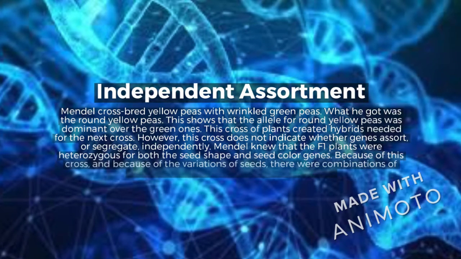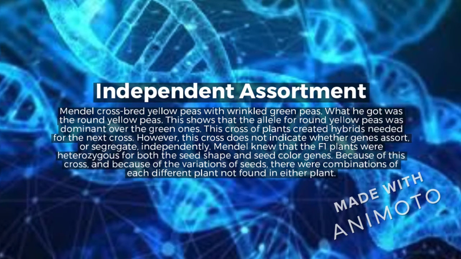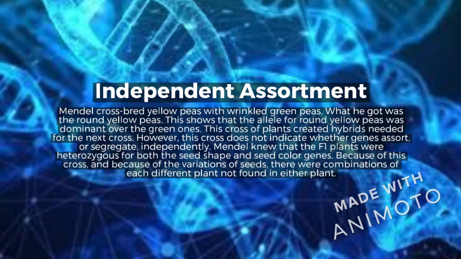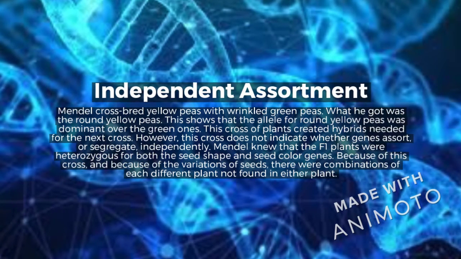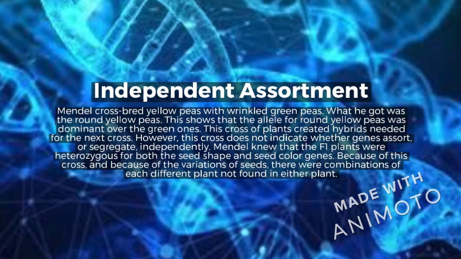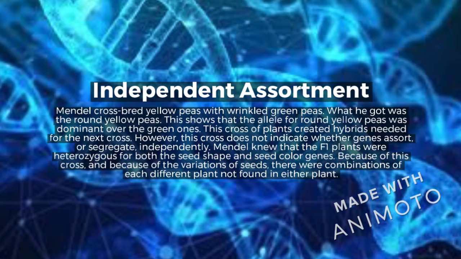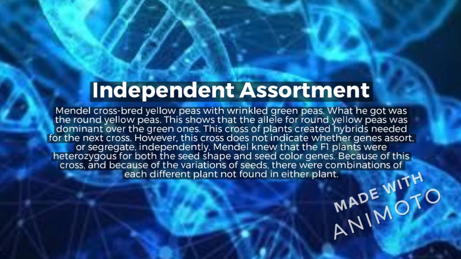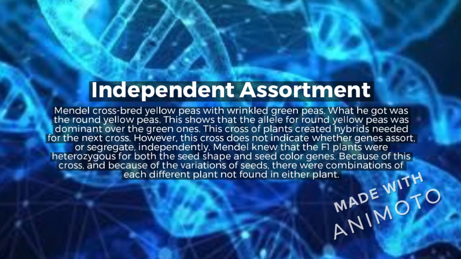Independent assortment. Mendel crossbred round yellow peas with wrinkled green peas, and what he got was round yellow peas. This shows that the allele for round yellow peas was dominant over the green ones. This cross of plants created hybrids needed for the next cross. However, this cross does not indicate whether genes assort or segregate independently. Mendel knew that the F1 plants were heterozygous for both the seed shape and seed color genes.